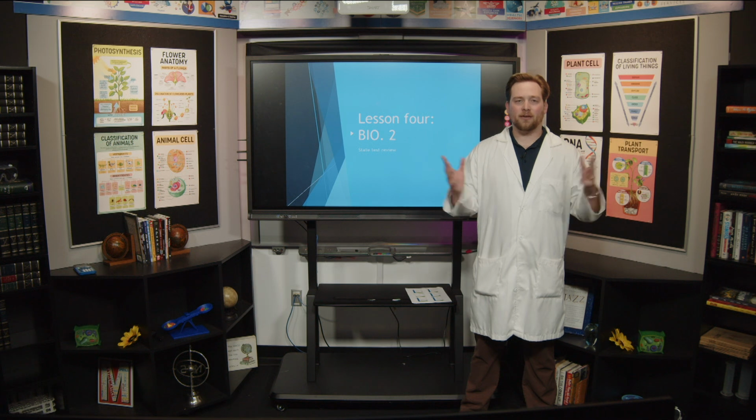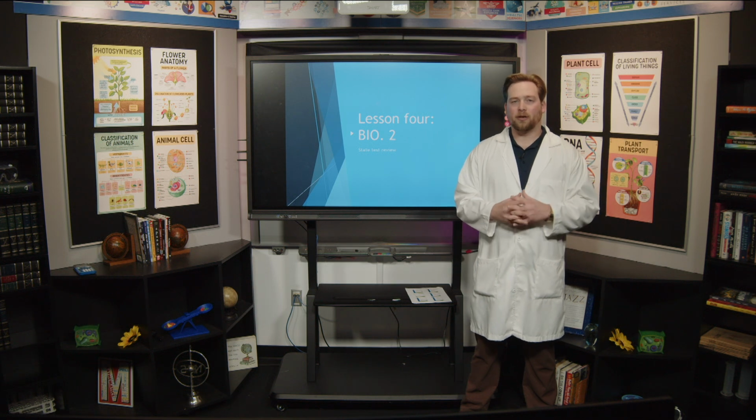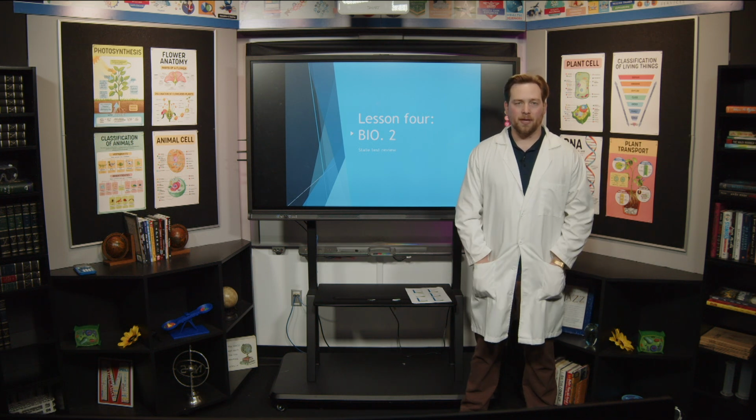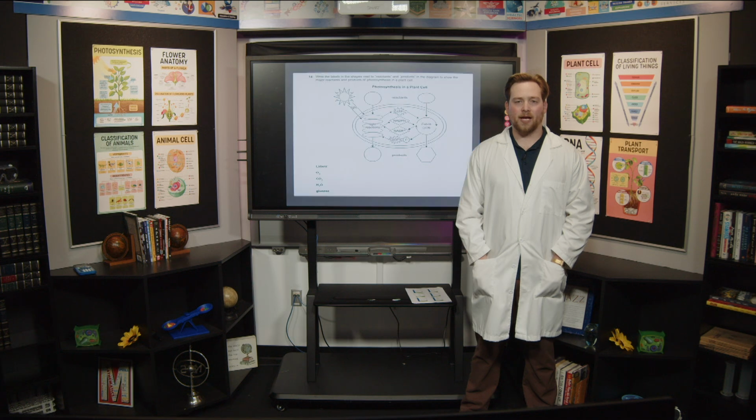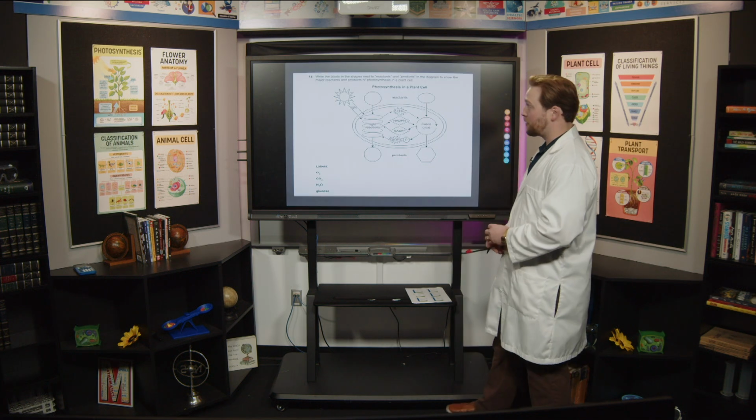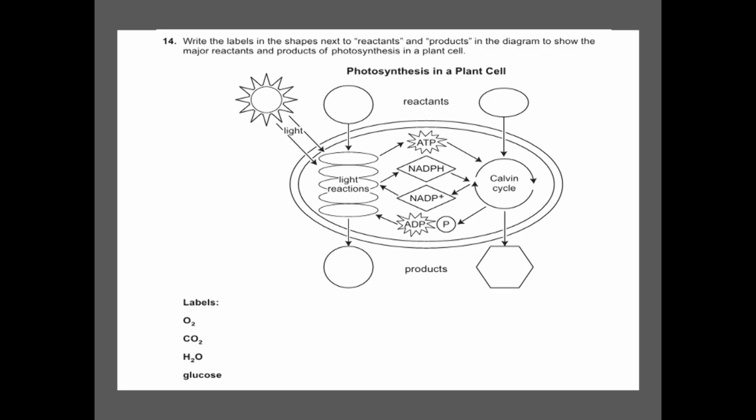All right, I'm sure that didn't give y'all any problem, but just in case it did, try your best to follow along and I'll make sure to clear up any of that confusion. So let's go ahead and get started. Let's look at this first one. This says, write the labels and the shapes next to reactants and products in the diagram to show the major reactants and products of photosynthesis in a plant cell.